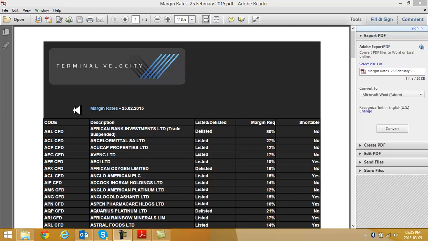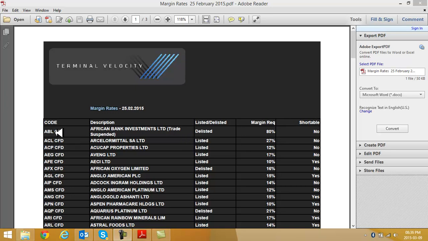Now let's go through the columns quickly. You will see your margin rates, and this will be the date 25/02/2015. So that means that's the last updated list that's available. You will have the share code, the description of the company, listed or delisted, margin requirements, or shortable. So let's go through this.